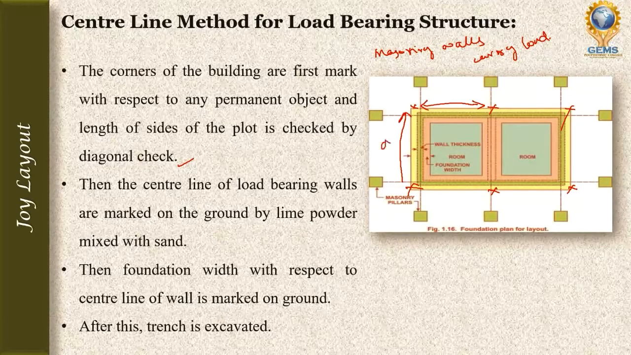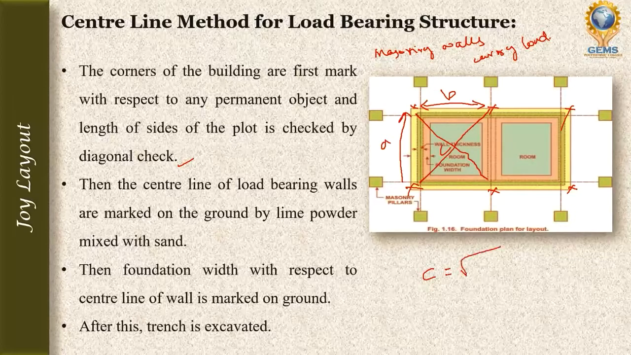How can we check whether this distance is correctly, accurately measured or not? That is done by the diagonal check. How can it be done? If you want the diagonal value C, by using the Pythagoras theorem, C is equal to the square root of A square plus B square.